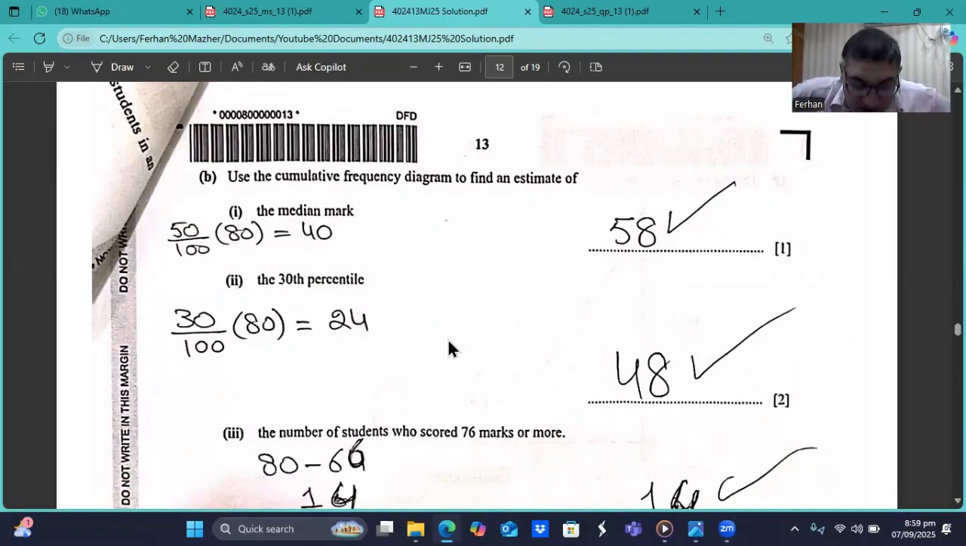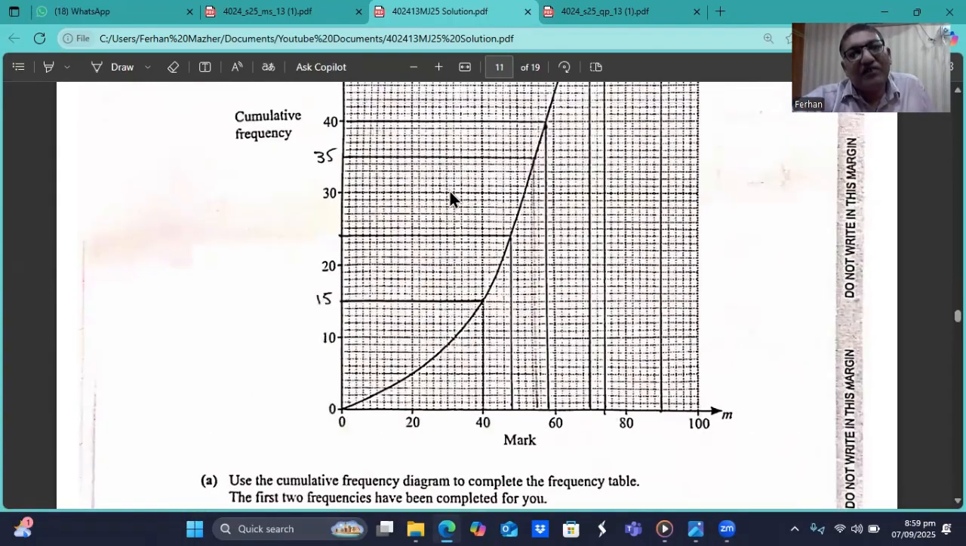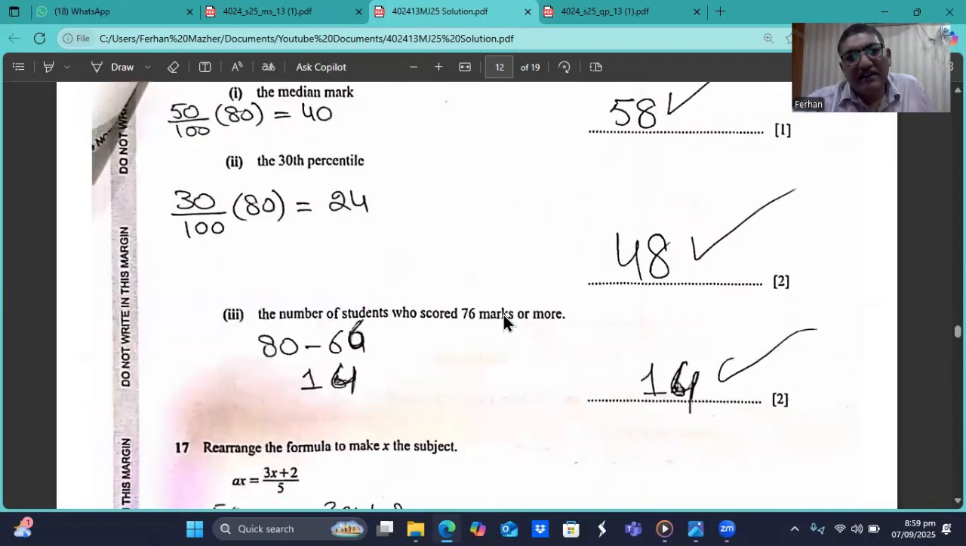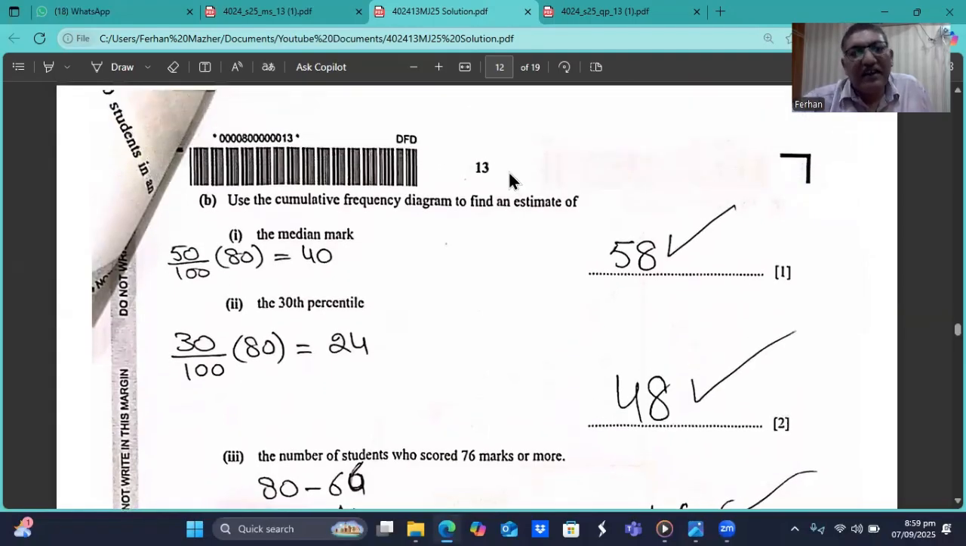So 50 divided by 100 multiplied by 80 equals 40. So on the y-axis, I will see where is the 40. So here we have the 40. From 40, I will go to the cumulative frequency graph and then check what is the value. So this is 1 square behind the 60. So I think that is 58. Yes, the median mark will be 58.